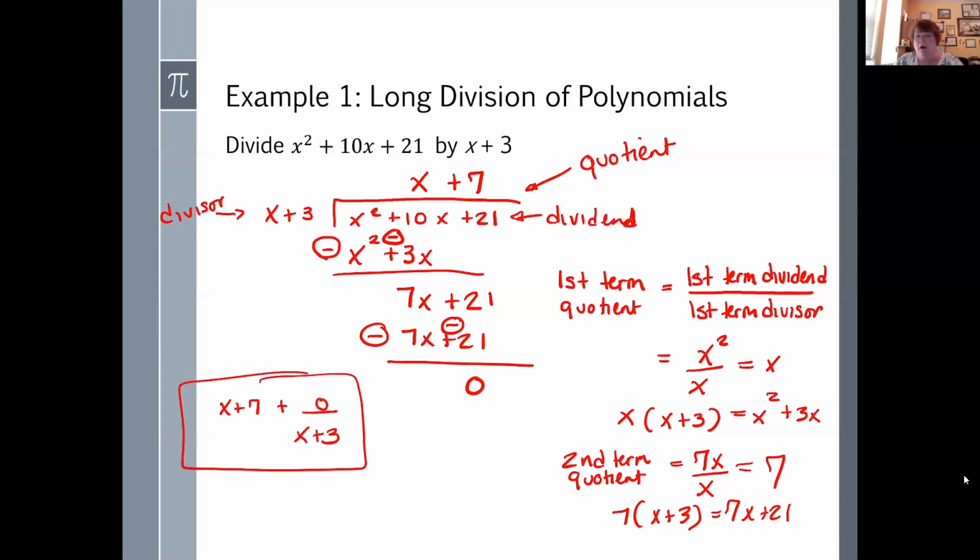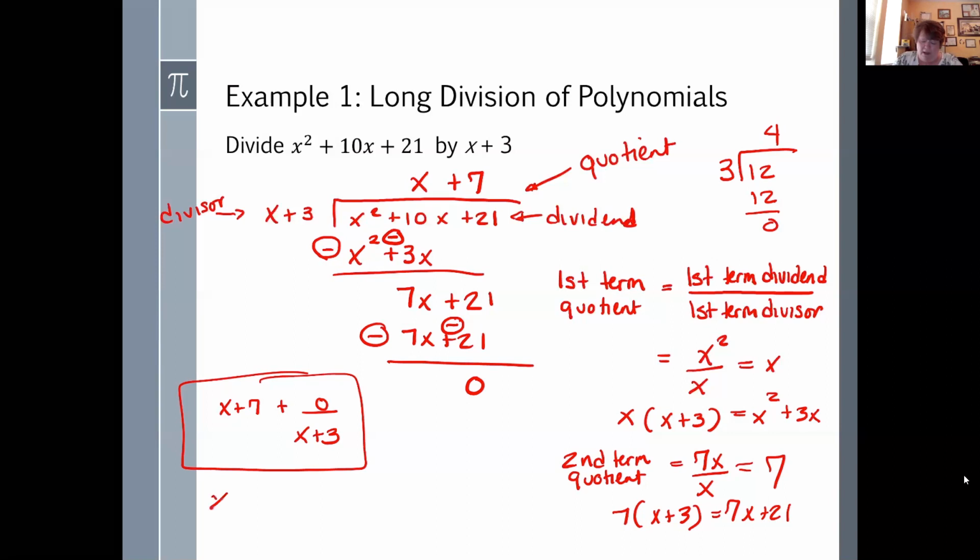Now, you may recall from arithmetic that if you get a remainder of 0, that means that your quotient and your divisor are factors of your dividend. For example, if you divide 12 by 3, you get 4 with a remainder of 0. And you know that 3 and 4 are both factors of 12. So in this case, the dividend is equal to the divisor times the quotient. And the same is true here.